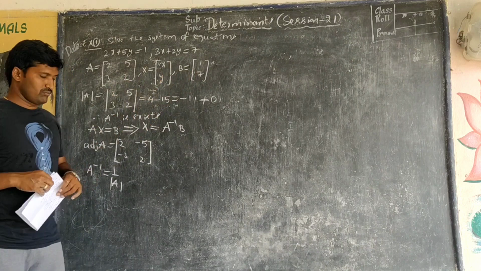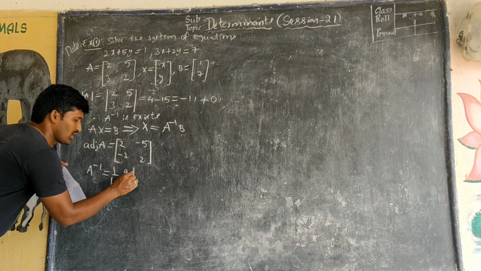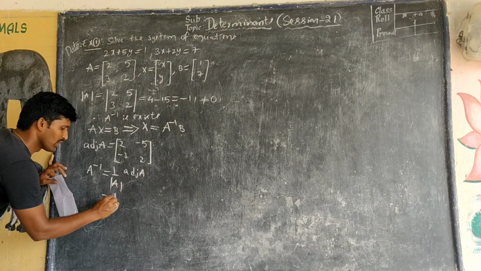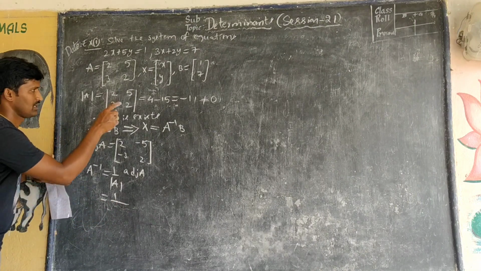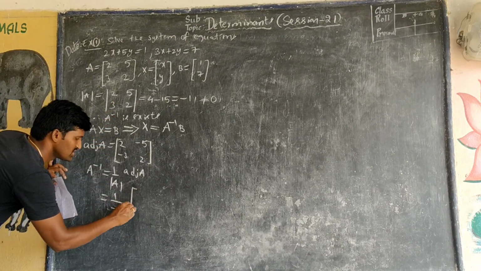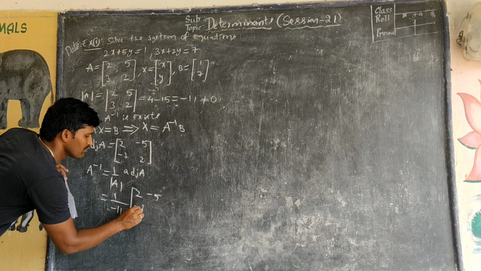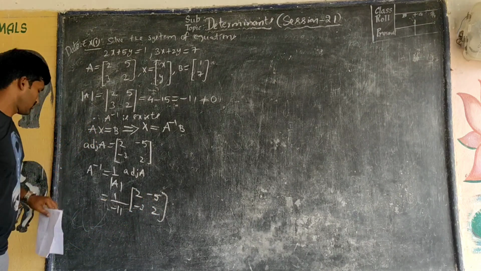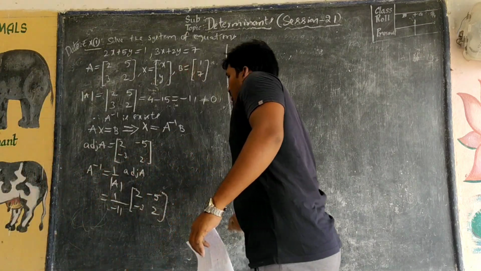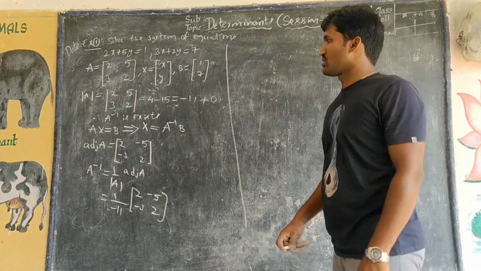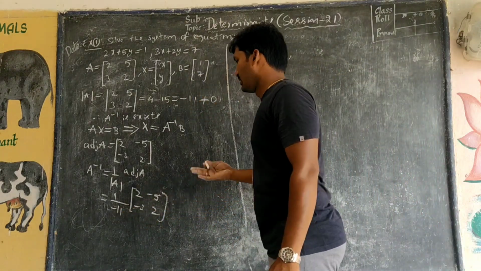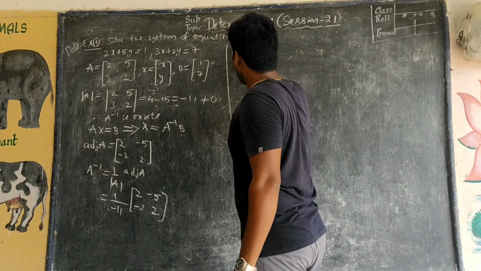The B matrix we already learned. A inverse is 1 by det A into adjoint A. 1 by det A value is what? Minus 11. Into adjoint A, which is 2, minus 5, minus 3, 2. Now we got A inverse also. Don't multiply inside this value; later you can multiply.